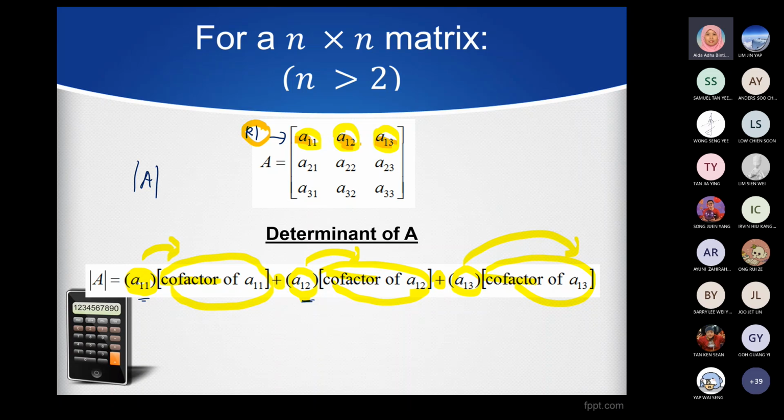If I want to use row number 3, is it okay or not? I don't want to use the elements from row number 1 here, I want to use row number 3. Is it okay or not? Row number 3.